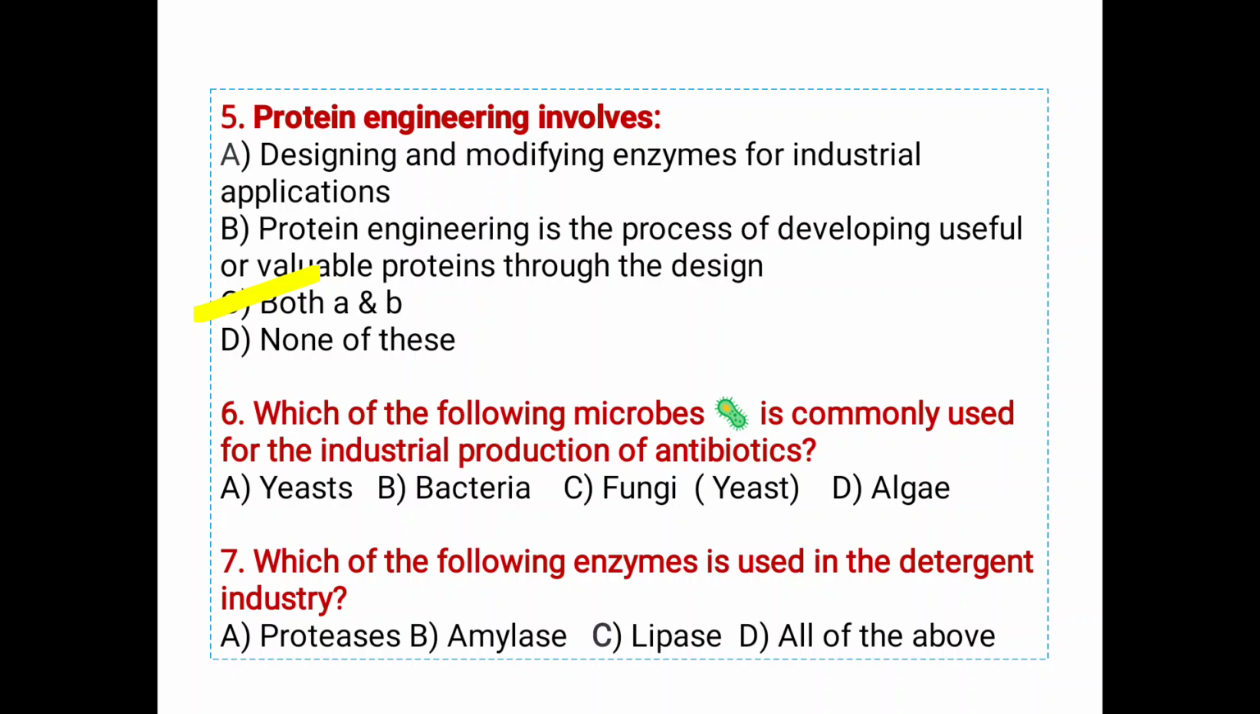Next, which of the following microbes is commonly used for industrial production of antibiotics? Option A, yeast; B, bacteria; C, fungi; and D, algae. So fungi is the correct answer. Commonly used means development of antibiotics, Penicillium notatum and Penicillium chrysogenum. Yeast is used for fermentation processes.